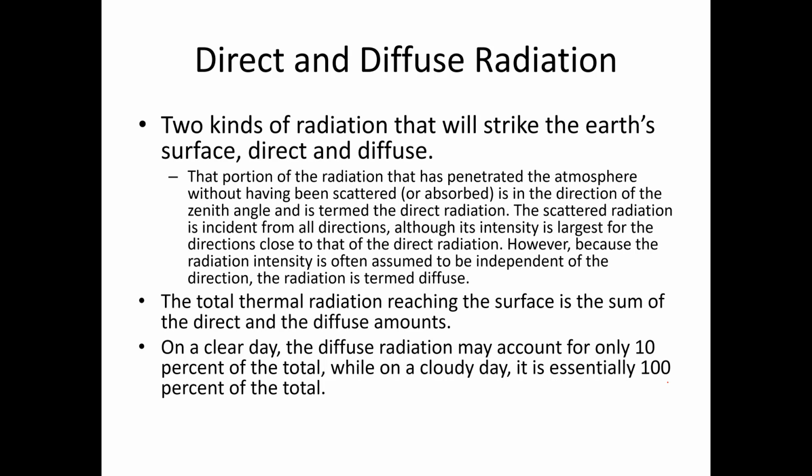On a clear day, the diffuse radiation may only account for about 10% of the total, while on a cloudy day, the diffuse essentially accounts for 100% of the total incident radiation because there's normally not any direct radiation on a cloudy day.